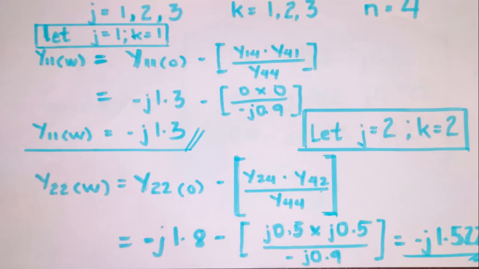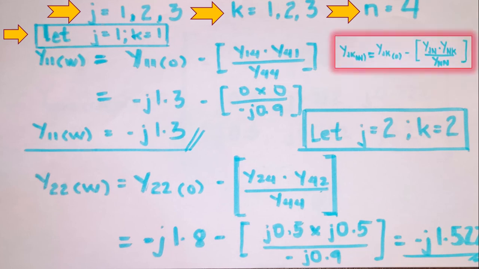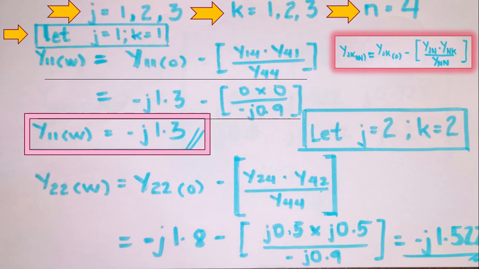First, let us define these variables. For j, we have values of 1, 2, 3. For k, we also have values of 1, 2, 3. And n has only one value, which is 4. Let us assume the values: j is 1 and k is 1. Let's use the formula which is available on the screen. So y11 old minus y14 times y41 over y44 is equivalent to this equation, negative j1.3 minus 0 times 0 over negative 0.9, which has the final answer of negative j1.3.